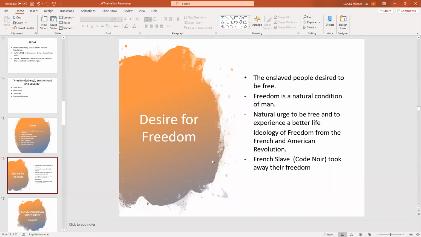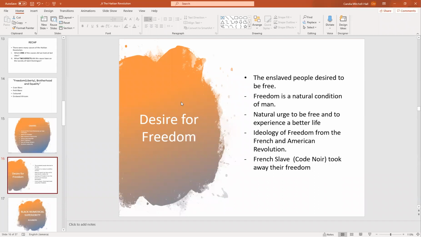So the first cause we looked at, what is the first cause? The impact of the French Revolution. Very good. And the second cause is the desire for freedom. Who wanted to be freed? The enslaved Africans.